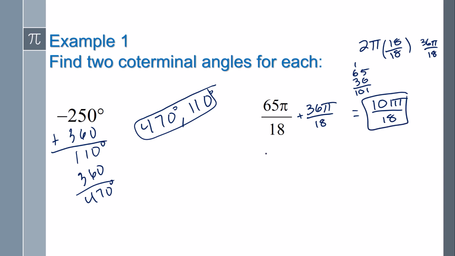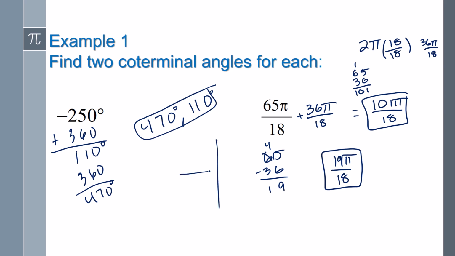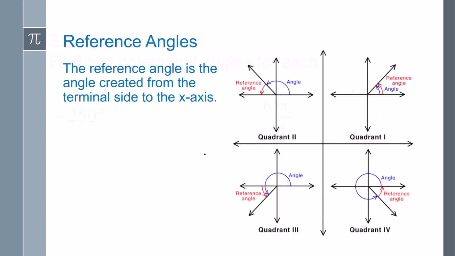And then I could also subtract. So that's 19. So 19 pi over 18 is going to be my next coterminal angle. And basically, like visually, if my angle was here, all I did was add or subtract 360 or add or subtract 2 pi to get to that same spot.